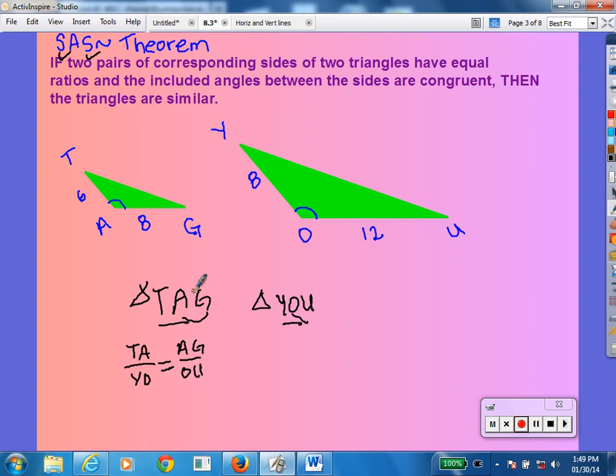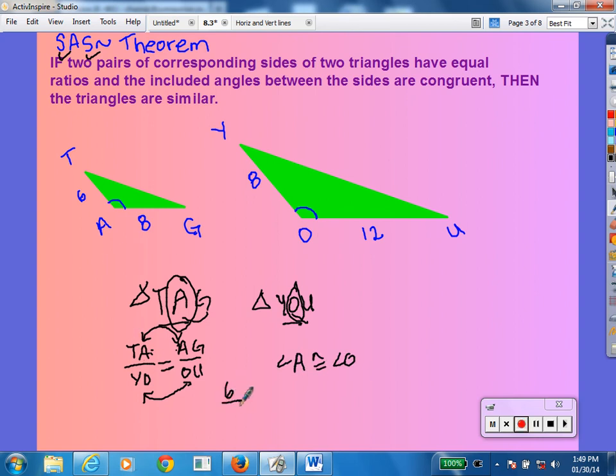So if I'm going to use angle A and angle O, they have to be between these two pairs of sides. So TA and AG, they share A, so angle A is included between them. And YO and OU, they share O, so angle O is between them. So let's see if we have that true. We know that angle A is congruent to angle O based upon our figure. So let's do the math.